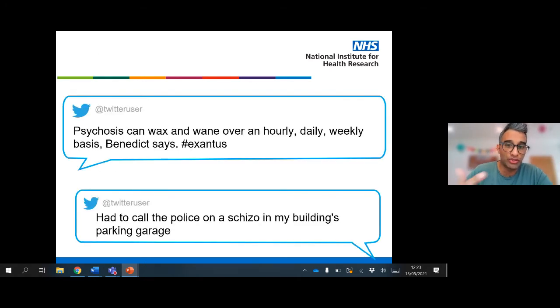So I'll give you some examples here. This was a tweet in the dataset: psychosis can wax and wane over an hourly, daily, weekly basis, Benedict says, with this hashtag. In the first round, the service user rater said, well, that's fine, we think that's a neutral tweet. And then this tweet: had to call the police on a schizo in my building's parking garage. Service user raters thought, actually, that's a 1. We're going to say that's stigmatizing. I think it's being used in a stigmatizing way.